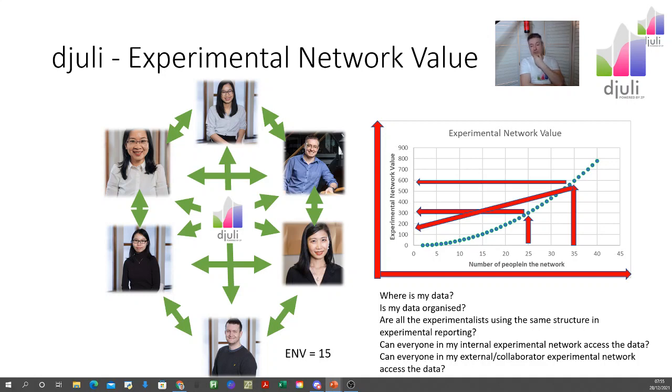This is really important because you obviously want to organize your internal effort, but you also want to be able to efficiently share data, using permissions of course, with external collaborators. Can you answer all of these questions positively: that you know where your data is, it's organized, everyone's using the same structure, I am organized internally, and by the way, everyone externally who needs to see the data can also see the data? If you can answer those questions positively, great. If not, then you're probably not really getting the ENV value from your experimentalists that you should be getting.